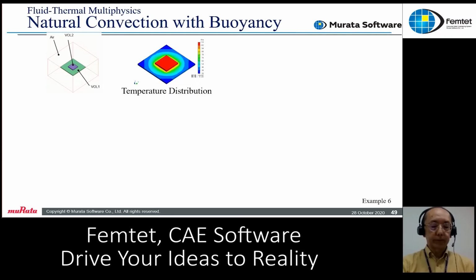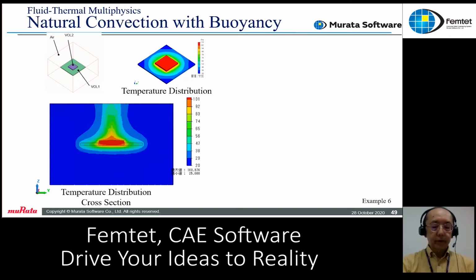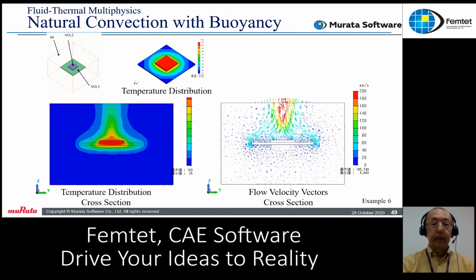Temperature distribution. This is a cross-section of the model. The area above the IC chip shows higher temperature. It means the heat is transferred upwards. And here are flow velocity vectors of the cross-section of the model. We can observe the air is flowing in from the bottom of the air domain.